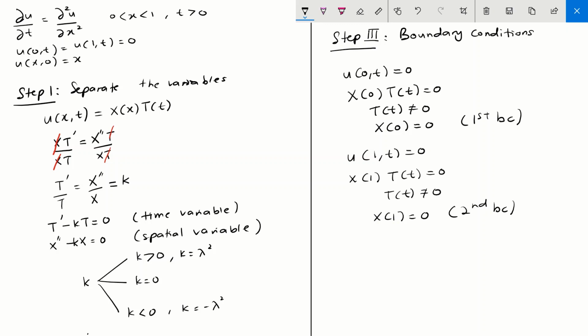Because we are solving a second order ODE for the x variable. Now we have the equation, the second order ODE of the partial variable, and we have the boundary conditions, so we can solve the second order differential equation of the partial variable for all cases: k positive, k zero, and k negative.